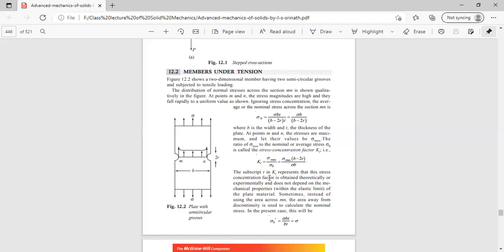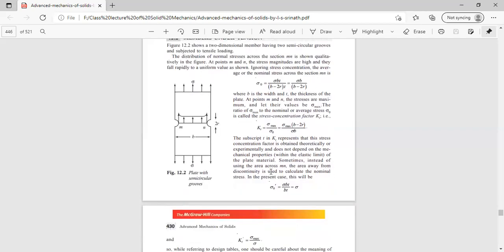The subscript T given to K represents that this stress concentration factor is theoretical. It is obtained theoretically or experimentally. It does not depend on the mechanical properties within the elastic limits. This is an important thing. This stress concentration factor is not defined on the elastic limit mechanical properties. That is, the stress induced in the corner may not be within the elastic limit, which means it may not follow Hooke's law.